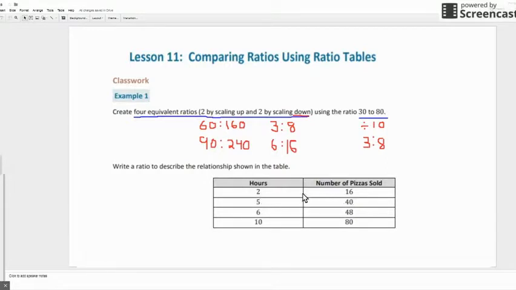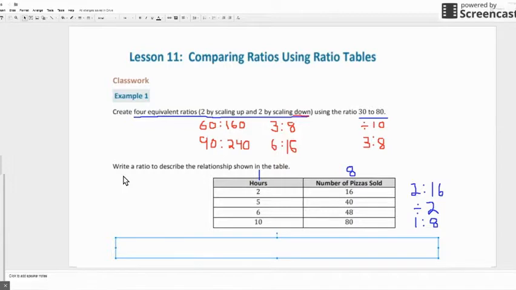They have a 2 to 16. The question is, can I simplify down this ratio? So let's write that over here, 2 to 16. That's the smallest one they give us. We want to know, is this the simplest form? And the answer is no. I can divide both of these numbers by 2. If I divide both of these numbers by 2, I get a 1 colon 8. So the hours could be dropped down to 1, and the number of pizzas sold could be dropped down to 8. These are equivalent ratios in a smaller form.